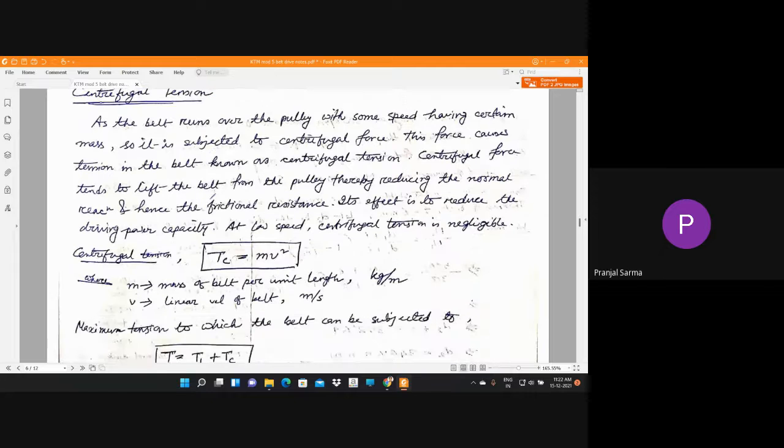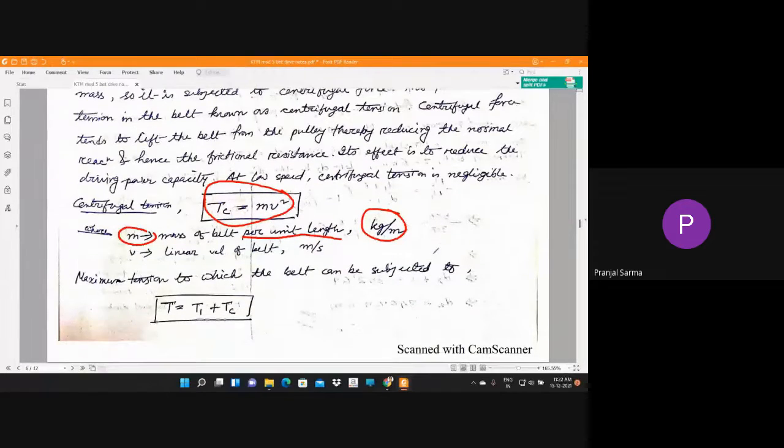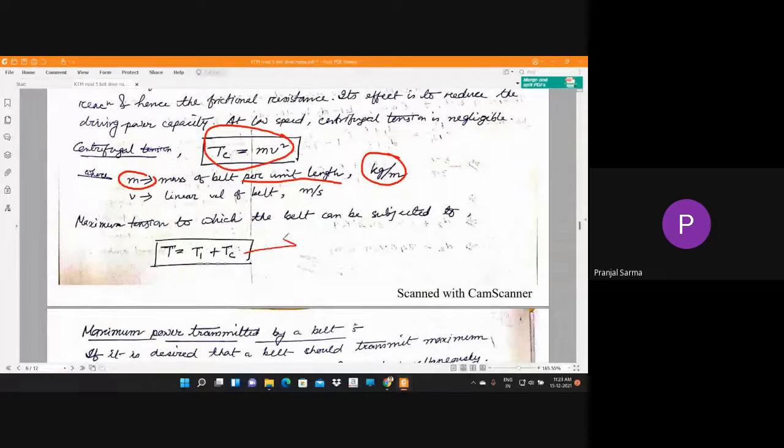Next, while considering the centrifugal tension, we have seen that centrifugal tension is given by m v square, where you have to be careful with this m. This is the mass of the belt per unit length of the belt, so it is not only in kg, it will be in kg per meter. And v is the linear velocity of the belt. The maximum tension allowable is nothing but T1, that is the tension on the tight side, which is definitely more compared to the tension on the slack side, plus the centrifugal tension, which has to be added. That becomes the maximum tension to which the belt can be subjected.